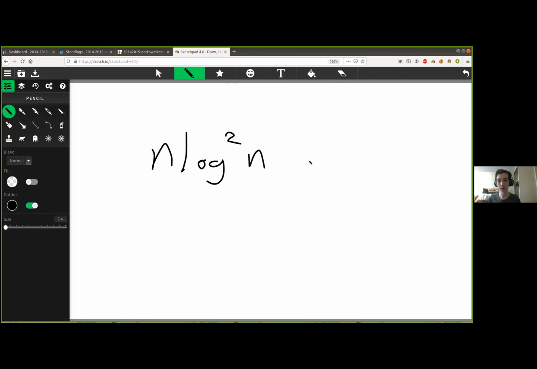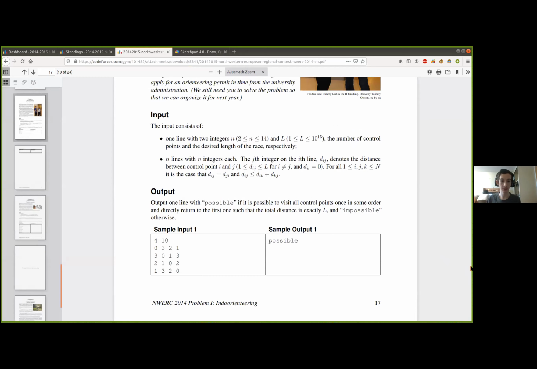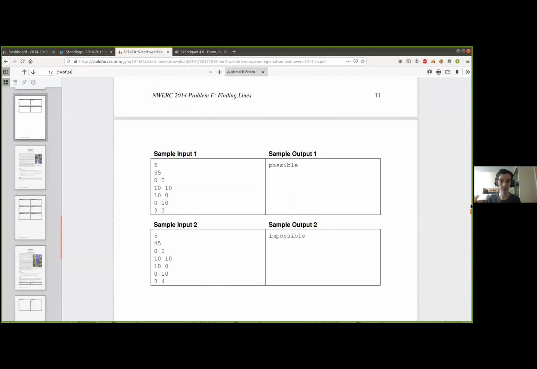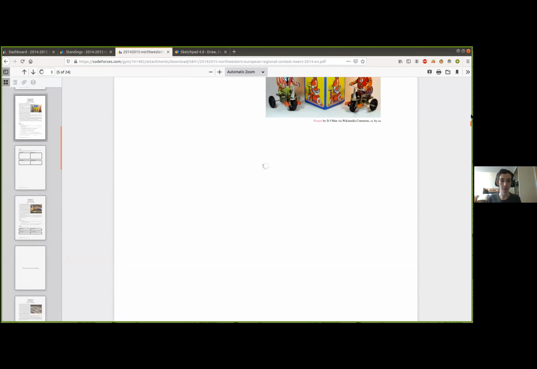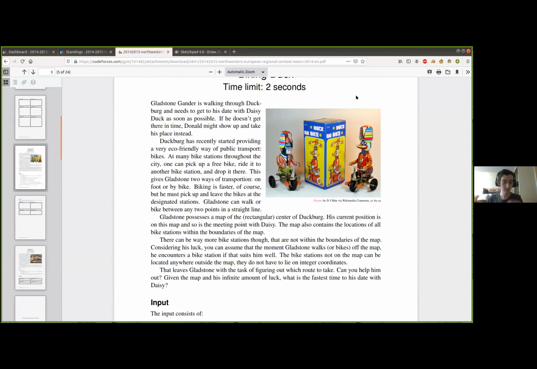So is the solution clear? Yeah. So then now we move on to A and B. I guess we'll start with B.